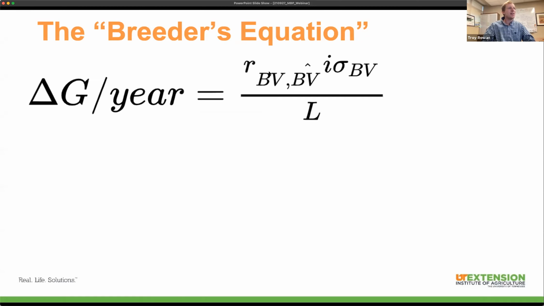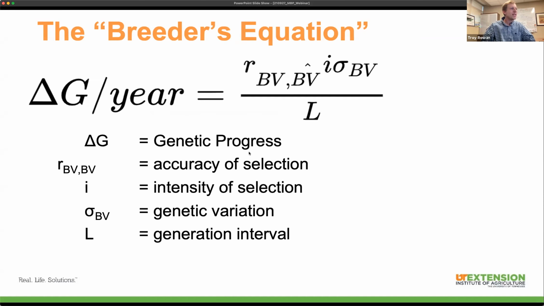And this is going to be dictated by these four things that are on the right side of our equation. First, the accuracy of selection. So this r in r_BV stands for breeding value. A breeding value is an animal's true genetic merit. So that's BV. And then this BV with the little hat on it, that's whatever we're using to represent this animal's true genetic merit. So this might be an EPD.